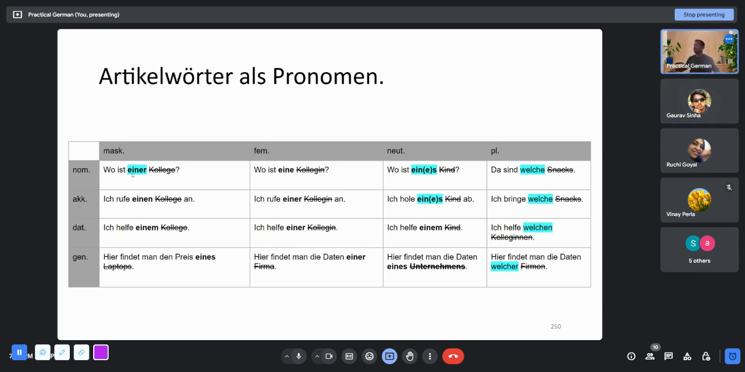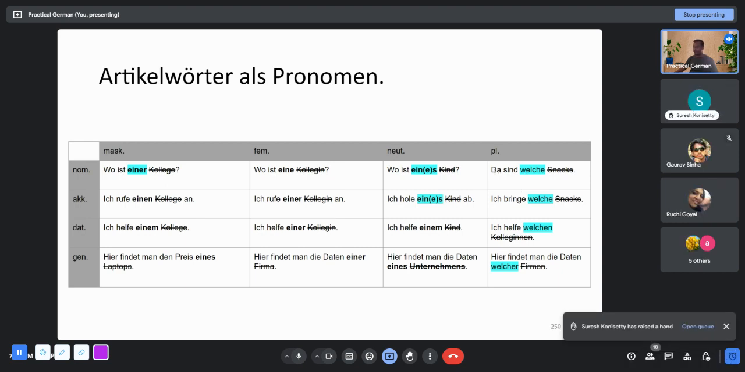So again, this is something you have to just learn. Here I have written ein, then in brackets e, and then s. So sometimes people will say wo ist eins, sometimes they will say wo ist eines, depending on whom you talk to. Any questions?